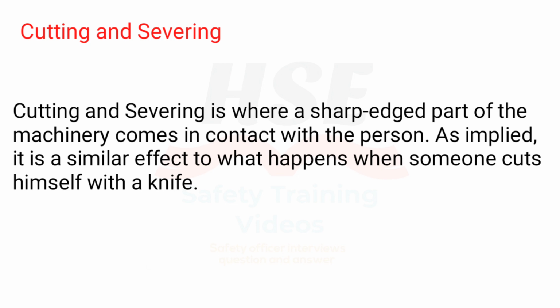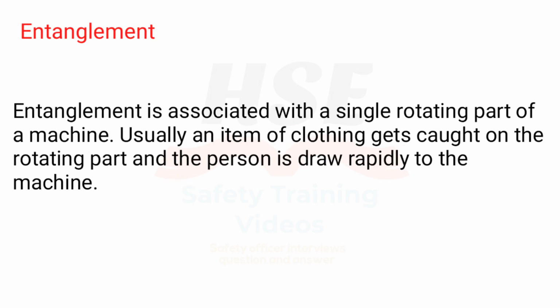Cutting and severing. Cutting and severing is where a sharp-edged part of the machinery comes in contact with a person. As implied, it is a similar effect to what happens when someone cuts himself with a knife. Entanglement. Entanglement is associated with a single rotating part of a machine. Usually an item of clothing gets caught on the rotating part and the person is drawn rapidly to the machine.